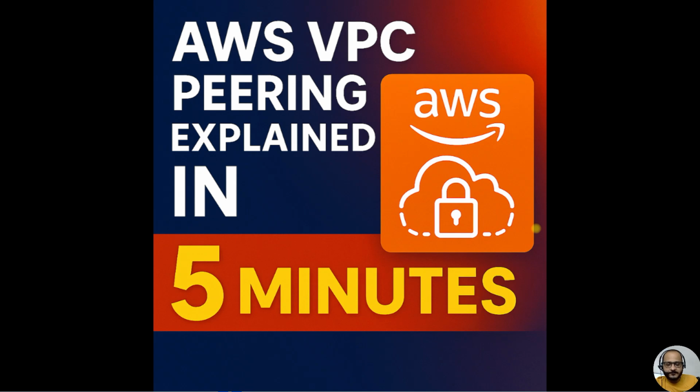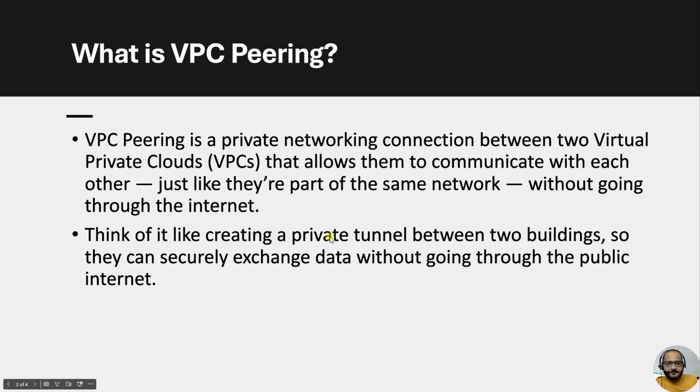So in today's video we are going to understand the concept of VPC peering. So what is VPC peering? VPC peering is a private networking connection between two virtual private clouds that allows them to communicate with each other just like they are part of the same network, without going through the internet.